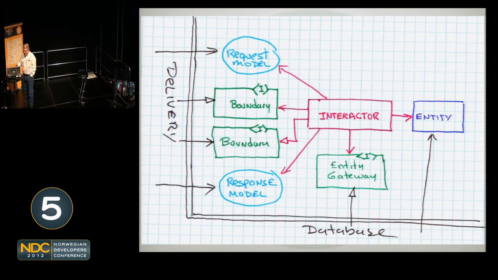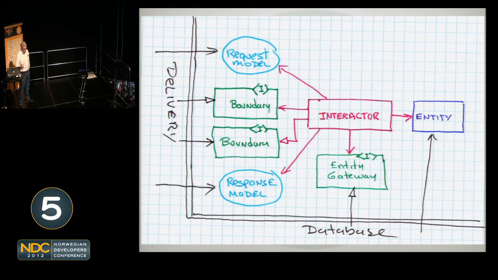They somehow come through the boundary, and we'll talk about that in a minute, and they get to an interactor. There will be one interactor per use case. The name of that class should not be interactor. It should be add customer, or create order, or delete employee, something like that. Fire employee, that's a good one. Can't do that here in Norway easily, can you? So maybe you don't need that one here.